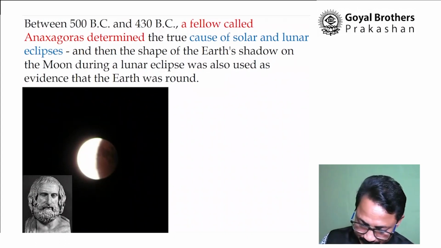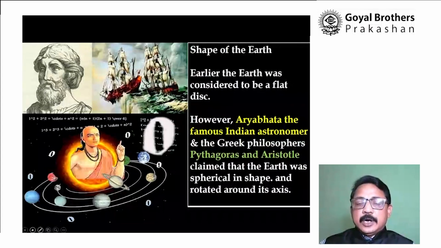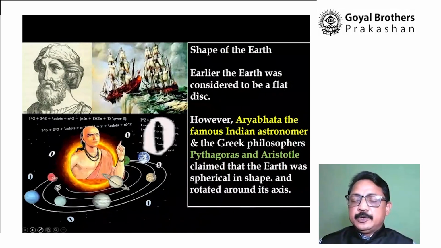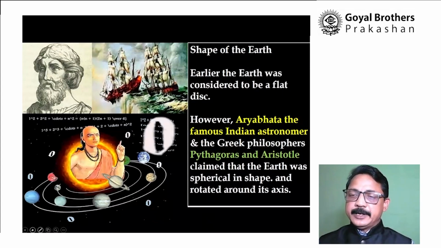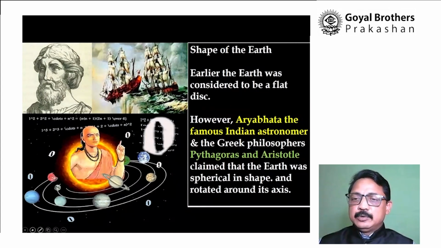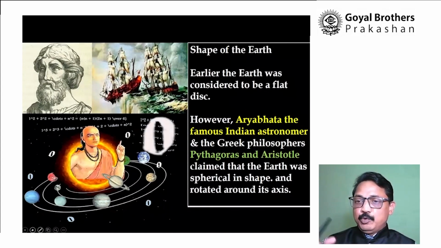Now after them, there was another Indian person. You must have heard the name Aryabhatta. He was also India's famous mathematician, as well as an astronomer. He also proposed that Earth must be spherical in shape. Then of course Pythagoras, Aristotle, those people also proposed that Earth must be spherical, but they were not able to give 100% proof that Earth's shape is spherical.